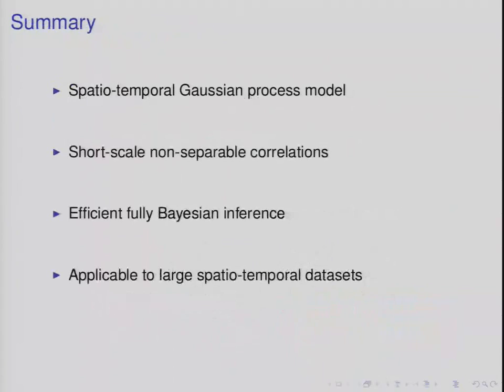Okay, so that's it. Summarized: I presented a spatial-temporal Gaussian process model for short-scale modeling, with a non-separable covariance function, and presented a Bayesian inference method which draws samples of the hyperparameters and the function values, and it was applicable to very large spatial-temporal data sets. Okay, that's it. Thank you.